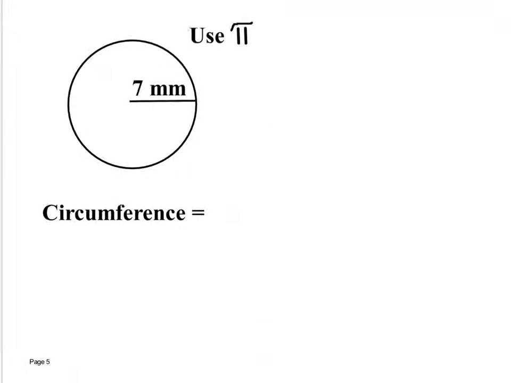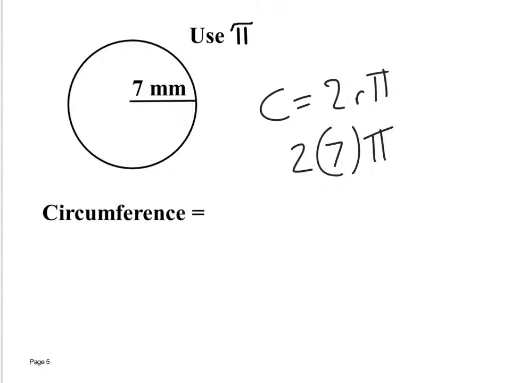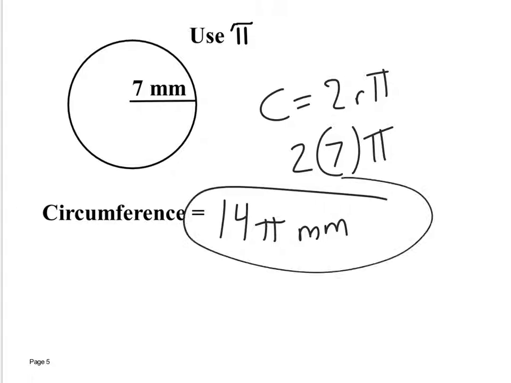So circumference, they give me radius, so I use the formula 2r pi. Actually, the book writes it as 2 pi r, but I like it this way. Plug in my radius, which is 7, and I'm going to times it with pi, but instead of timesing it with 3.4, I just leave it as the symbol. What's 2 times 7? 14. So my answer is 14 pi millimeters. It's the same thing as taking 14 times 3.4, except I don't do that last step. I just leave it as this.